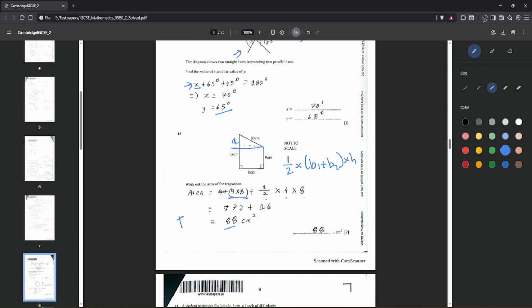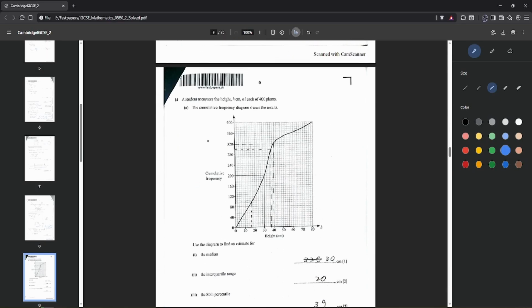If we add these two, we get 88 centimeter square. Now for the second formula, 1 by 2 into height, which is base 1, which is 13, and base 2, which is 9, and we multiply this with 8. So if we evaluate this, we will get 88.